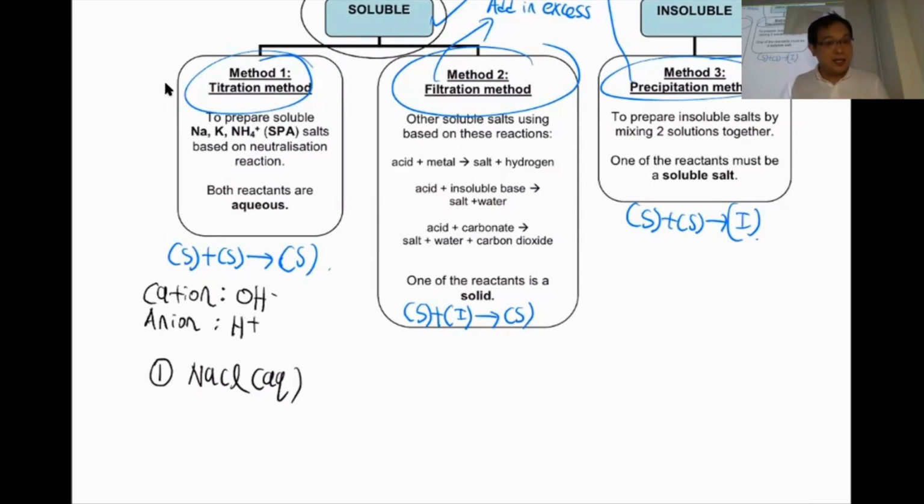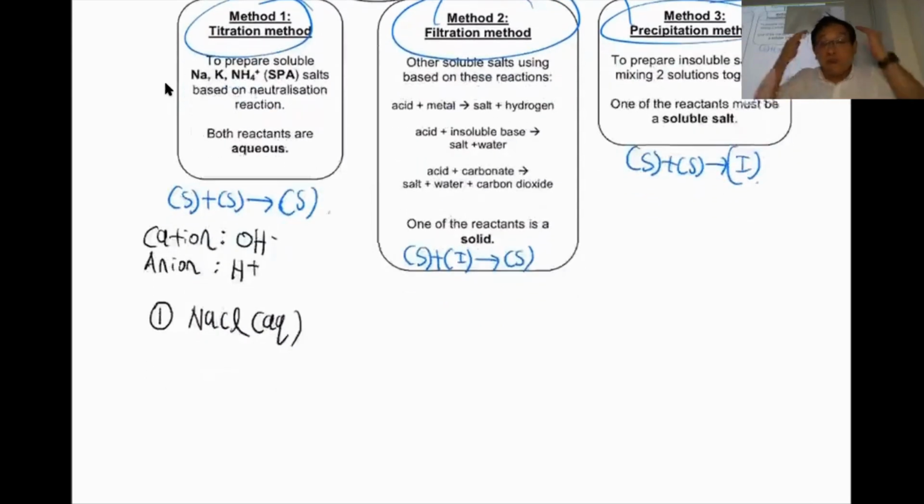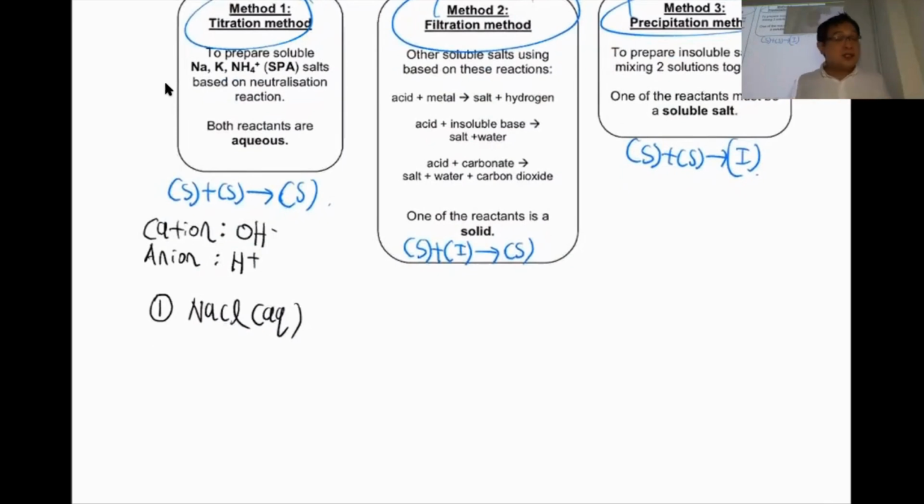So I use NaCl as an example here so that you can derive the starting material. Remember, this is the salt. My job here is to find out my original starting material. So I need to think backwards. You see, this is the double arrow. It's like thinking backwards.